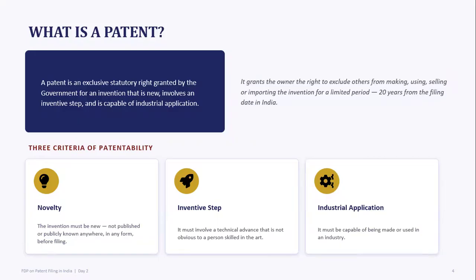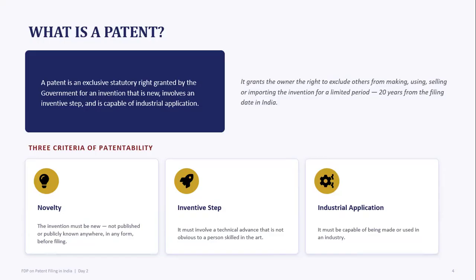Let us get into the main subject directly. Let us first understand what a patent actually means. A patent is an exclusive statutory right granted by the government for an invention that is new, involves an inventive step, and is capable of industrial application. In India, the patent provides the owner with the right to exclude others from making, selling, using, or importing the patented invention for a limited period. The patent term is generally 20 years from the filing date.